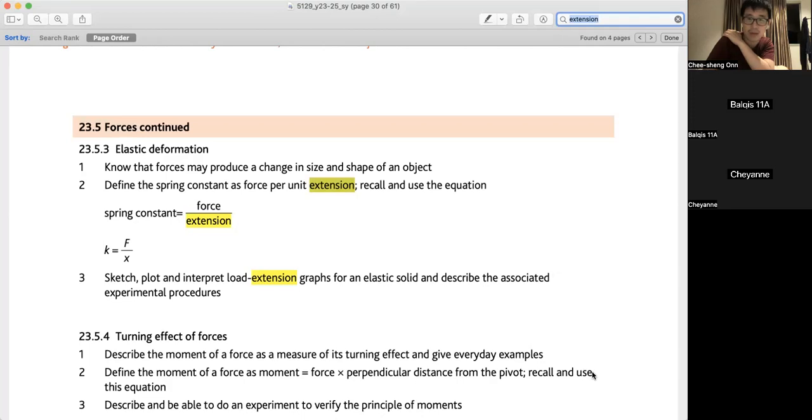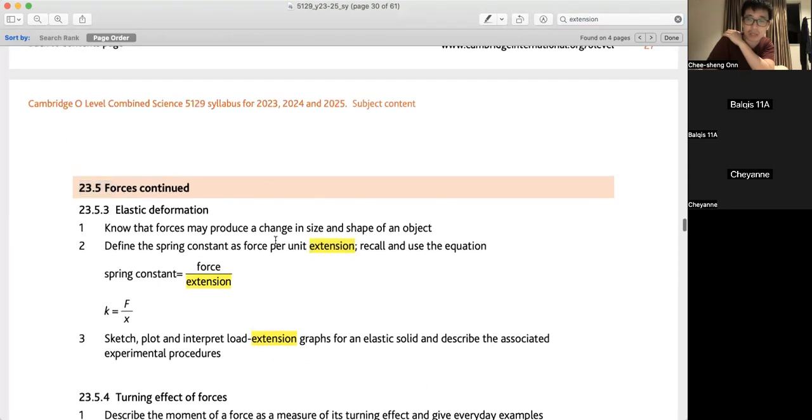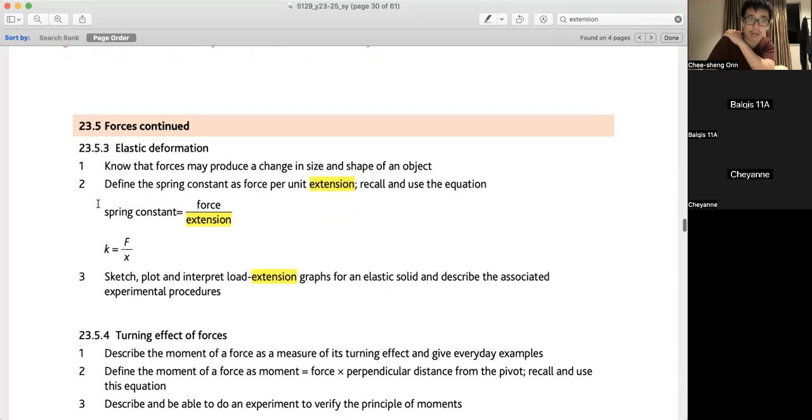Is it showing? Yes. Okay, so that is your 23.5, and that is your 2023 syllabus. So 23.5.3, spring constant equal to force over extension. What I've done is I remember it's F equal to Kx. So when I want to find K, so what is K then? K equal to, that is K multiplied by X. So I'm just gonna share back my pad. Okay, are you seeing my iPad screen again? Okay, it's back online.